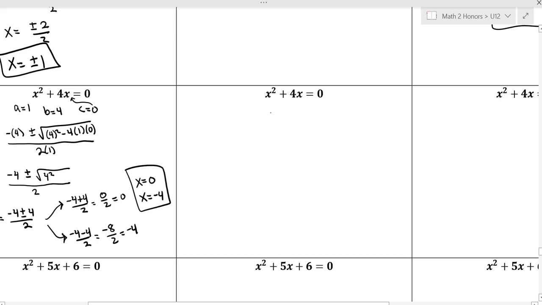By factoring, you factor out the greatest common factor here. Set each factor equal to 0 and solve. And we get x is 0 and x is negative 4 again.